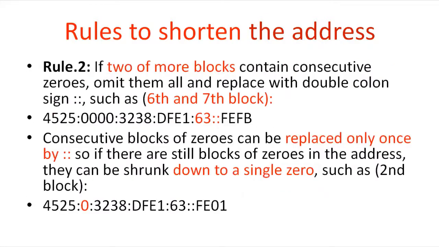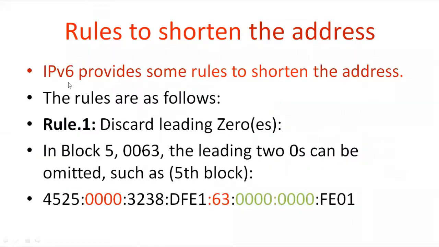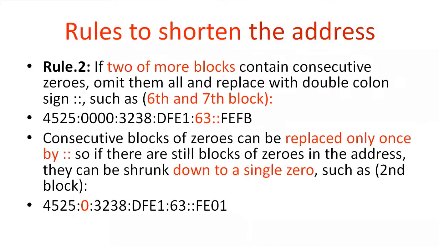And the second important rule here is, if two or more blocks contain consecutive zeros, not a single block, two or more blocks containing consecutive zeros, omit them and replace them with the double colon. The double colon appears like this, not a single colon. If you see this diagram here, the sixth and seventh groups consist of all zeros. Continuous zeros are there, so you omit these continuous zeros and in place of a single colon, I am using the double colon.